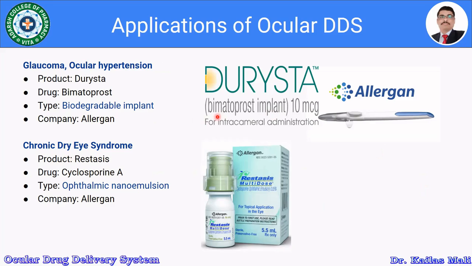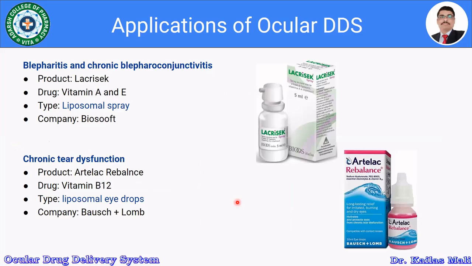Then for glaucoma and ocular hypertension, the product Durysta is available. It comprises the drug bimatoprost. Actually, it's a biodegradable implant and developed by Allergan. Then for chronic dry eye syndrome, the product Restasis is available. It comprises the drug cyclosporine A. It's an ophthalmic nano emulsion developed by Allergan.